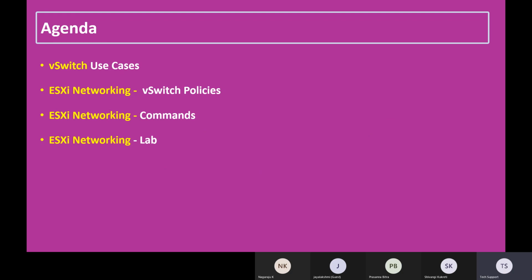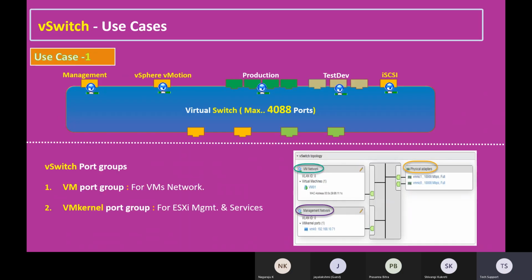Okay, so we'll quickly recall yesterday's session: the vSwitch use cases. I'm taking the examples of two use cases. The first is use case one. If you observe this conceptual diagram, we have only one virtual switch. As per the VMware vSphere configuration maximums, each virtual switch supports a maximum of 4088 ports.